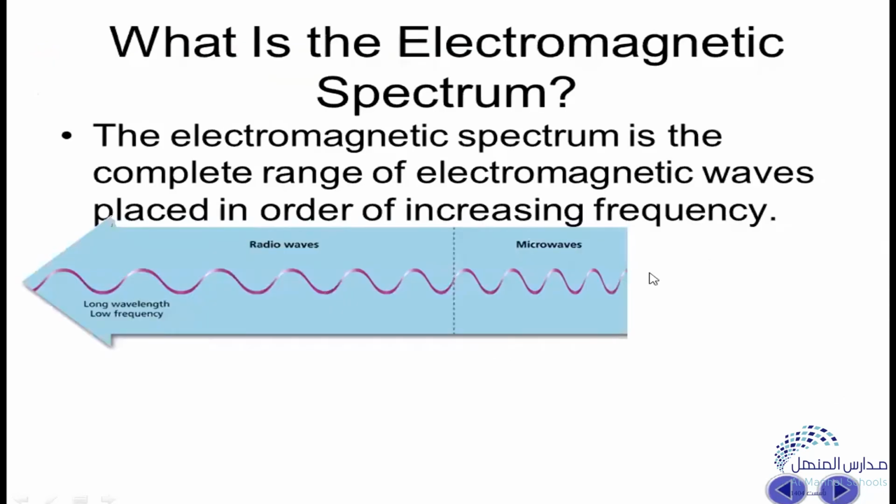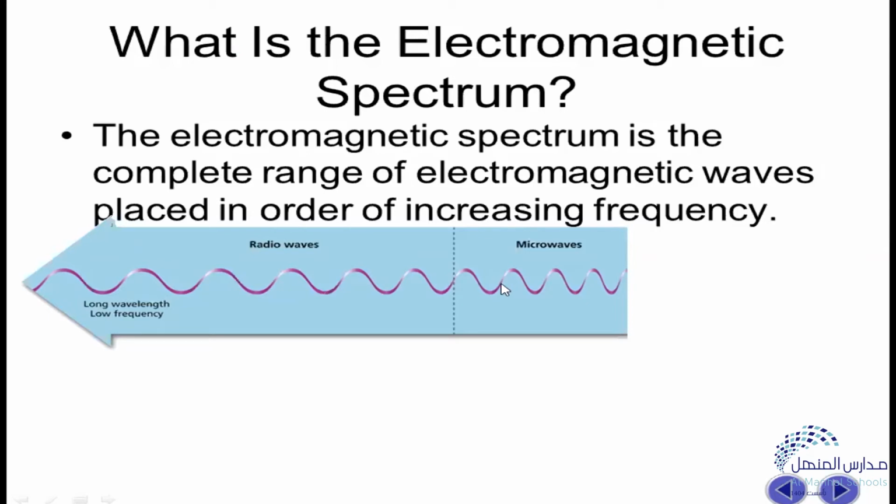See, we have here radio. We're starting from the left side, starting with radio waves. It has the long wavelength, measured from crest to crest, and the lowest frequency, because as we move from left to right, we see the frequency increase. Frequency means the number of vibrations in a unit time.